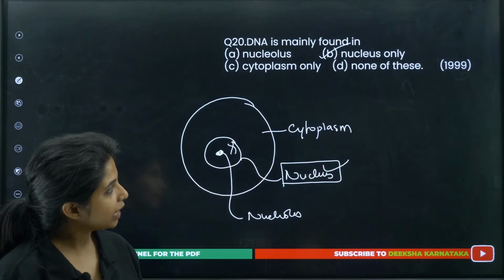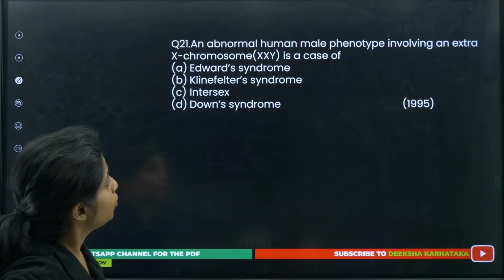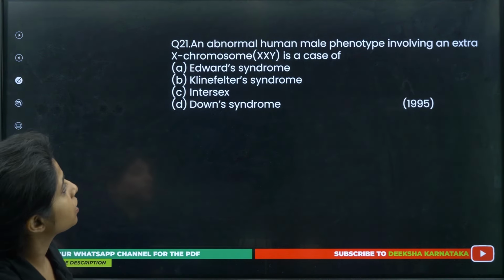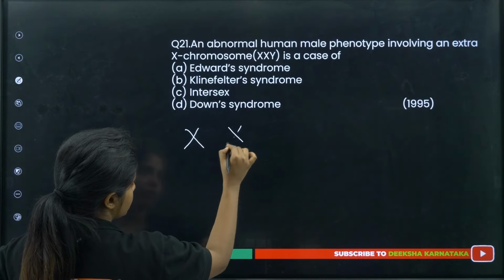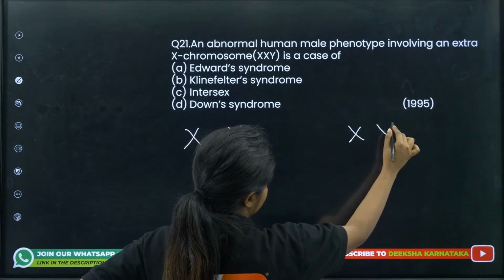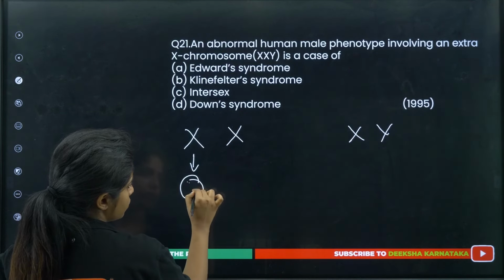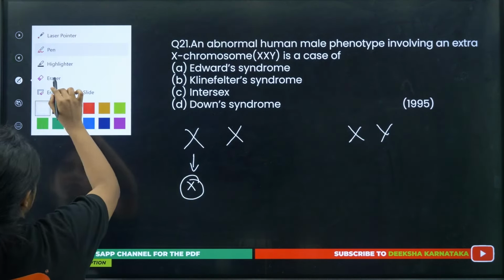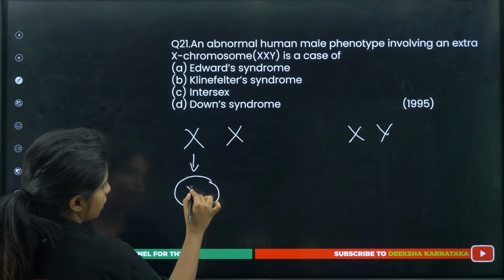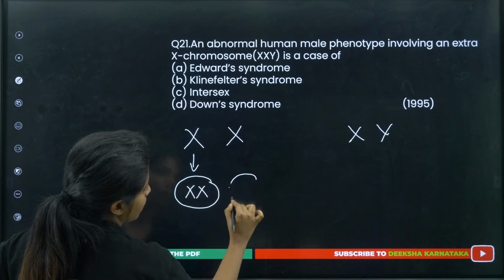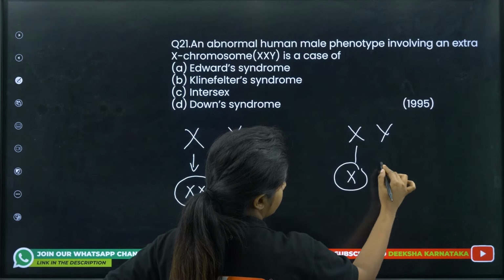20th question. Now it's not from these chapters, it is from different chapters. An abnormal human male phenotype involving an extra X chromosome is a case of. So usually what happens, you have X and X chromosome from the mother, X and Y chromosome from the father, and one can come to a gamete. So in one gamete usually one comes, but over here there's a change, and the change is that both the chromosomes fail to segregate, so they come together, and in another gamete that is formed there is nothing. Here also there is X chromosome and there is Y chromosome.